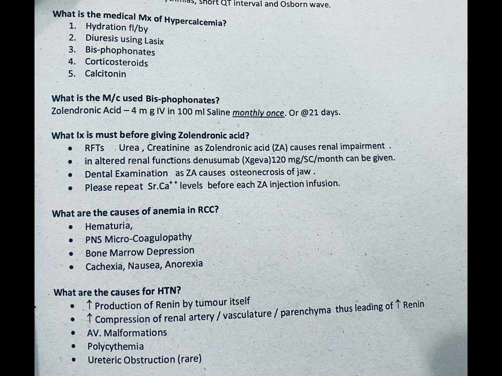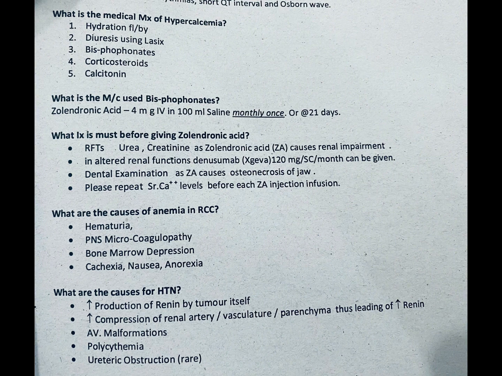What are the causes of anemia? As we know, paraneoplastic syndrome can cause polycythemia and anemia. The causes of anemia in RCC are hematuria, microangiopathy, bone marrow depression, because if there is bone marrow depression, there will be no RBC formation, and cachexia, nausea, and anorexia. So these are the causes of anemia in RCC.